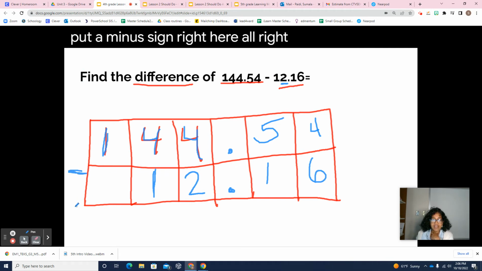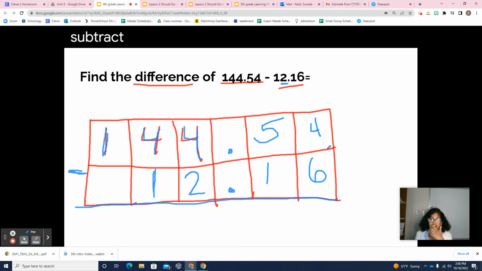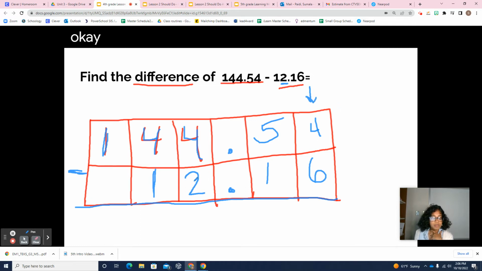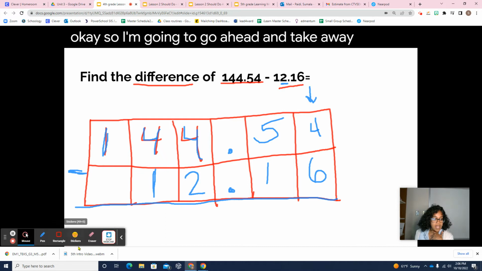All right, now that we've lined all this up, we have to subtract. I'm going to use the standard algorithm method. When we're using the standard algorithm, we start with our smallest place value, and in this case, our smallest place value is right here in the hundredths. Let me erase this for us.